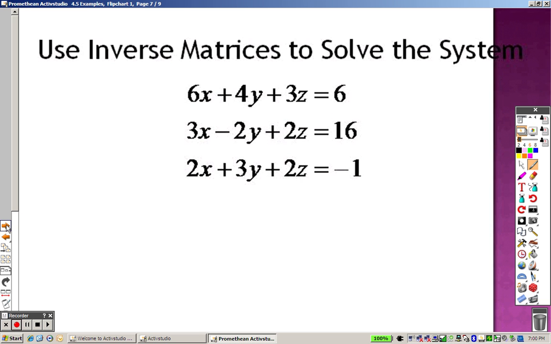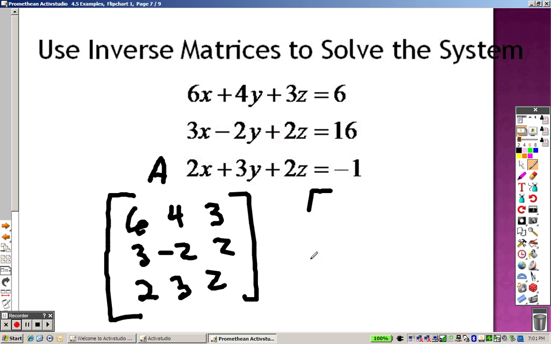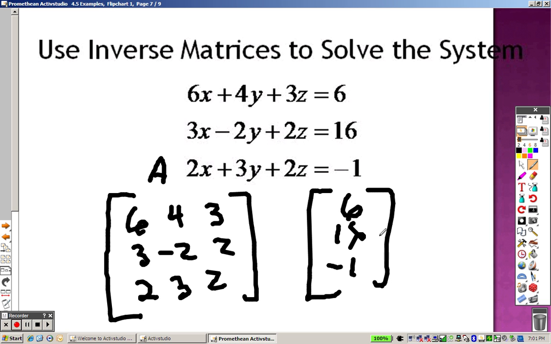Let me give you one more here so you can see how it works. One last time. 6, 4, 3, 3, negative 2, 2, 2, 3, 2. That is your A. Your B is 6, 16, negative 1. That's B. So let's plug those in.